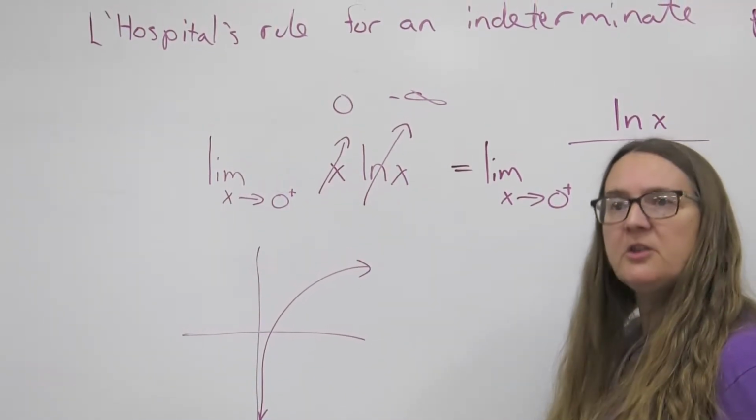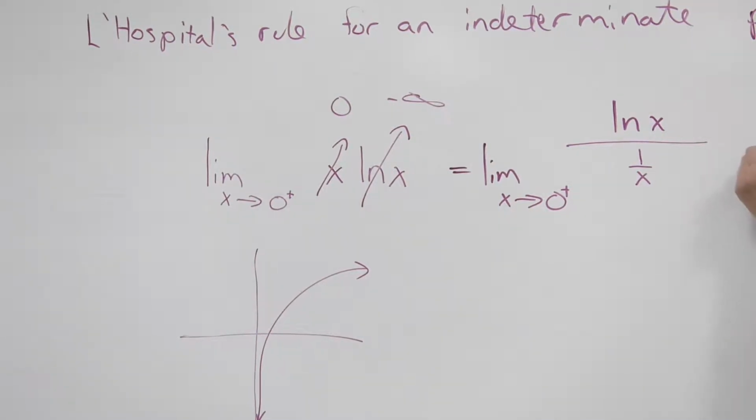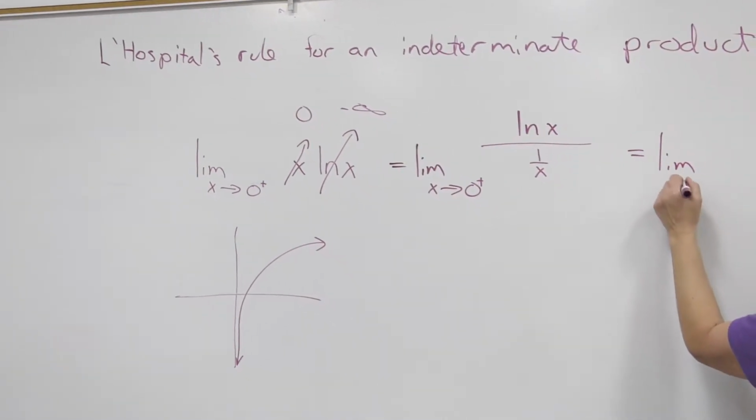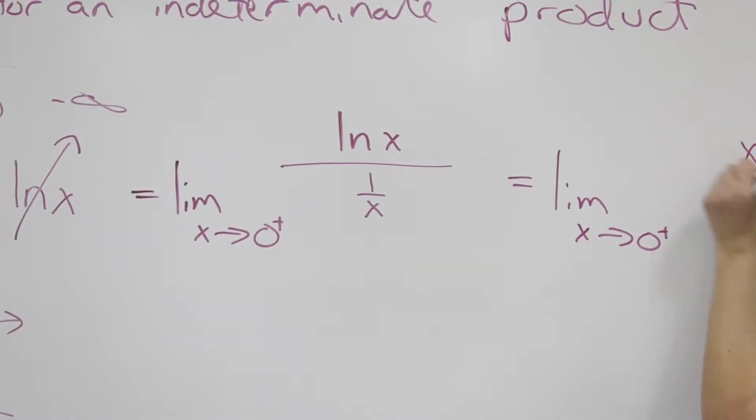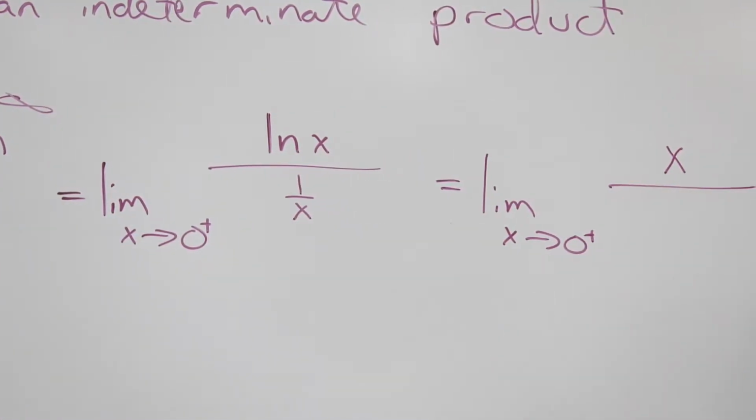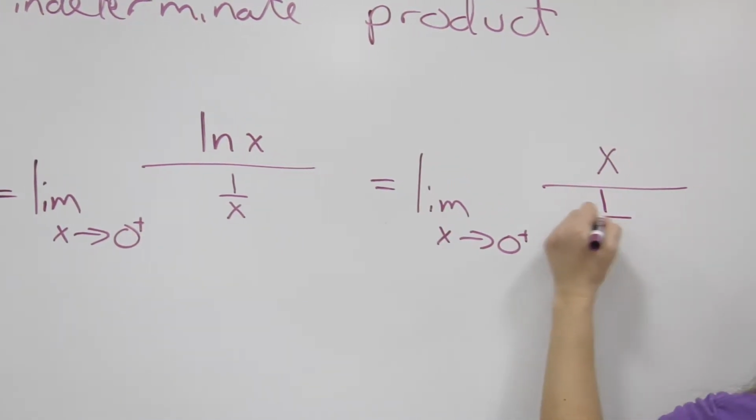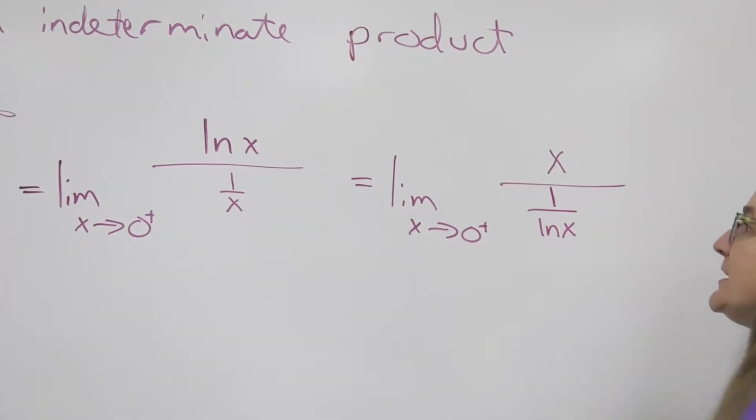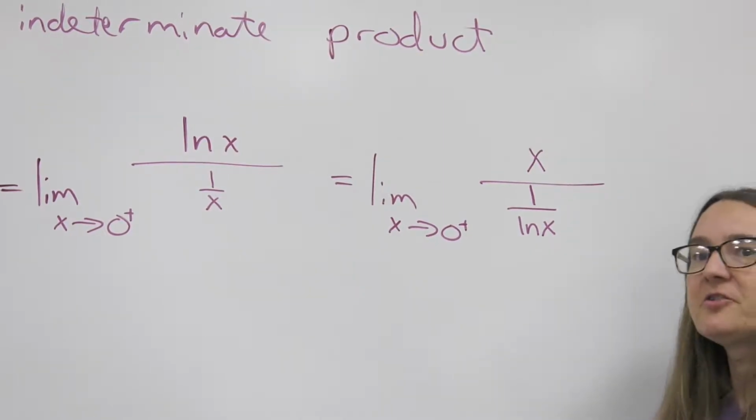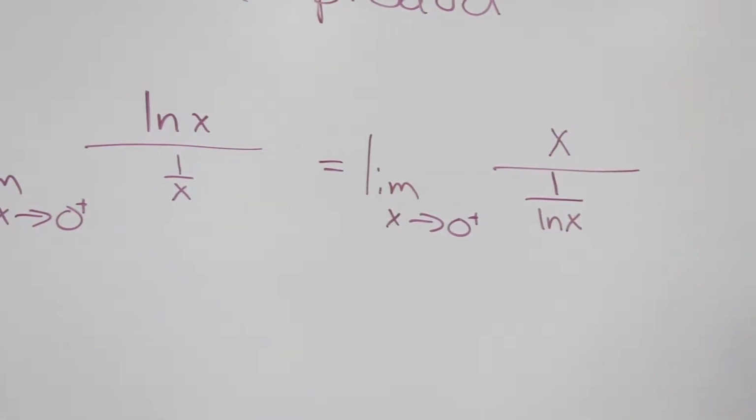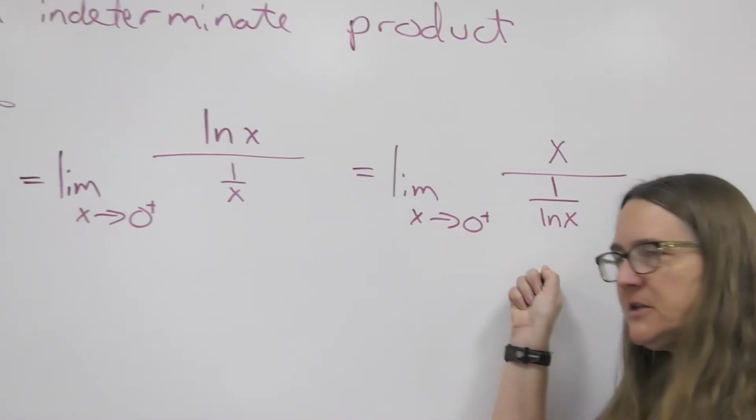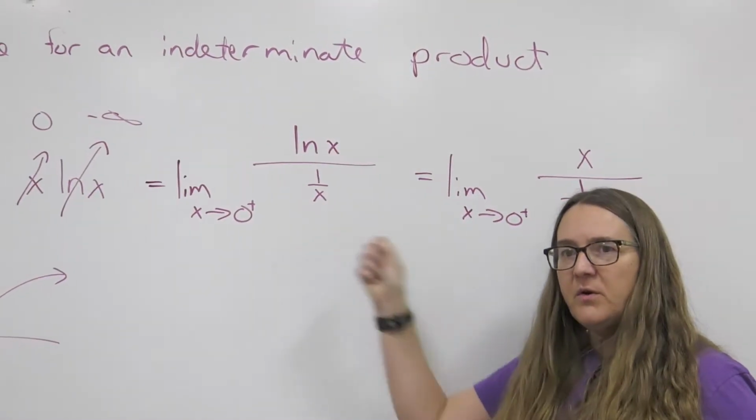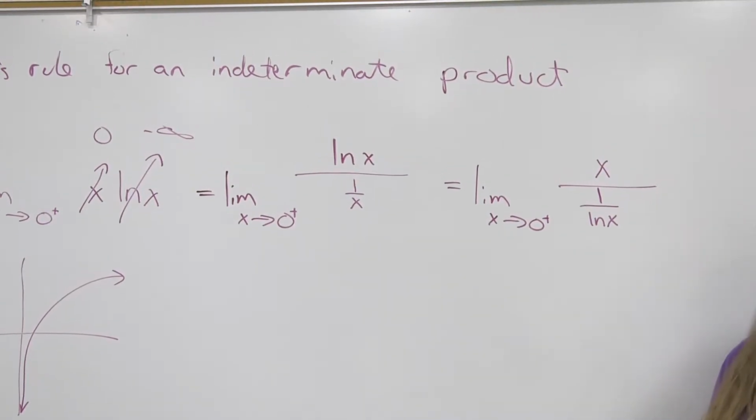Now, there were two factors. I could do that with either one. So I could also have said this is the limit as x goes to 0 on the positive side. I could keep x as it is, and instead of multiplying by the natural log of x, I could divide by the reciprocal of the natural log of x. Either of these is correct. Here's where we want to be strategically lazy. We want to pick the one that's going to be easier.